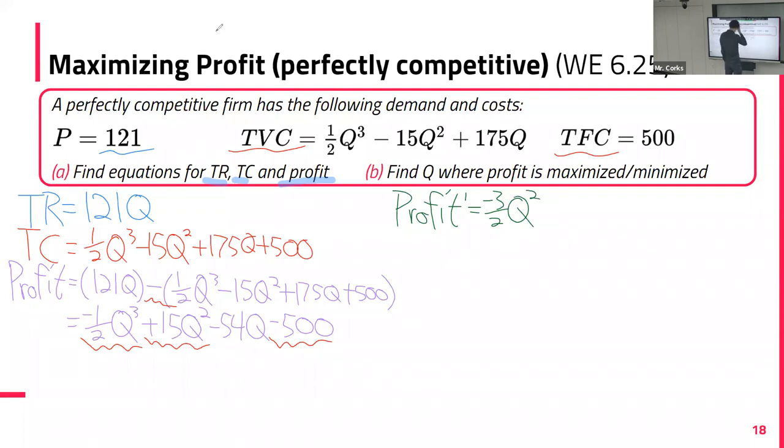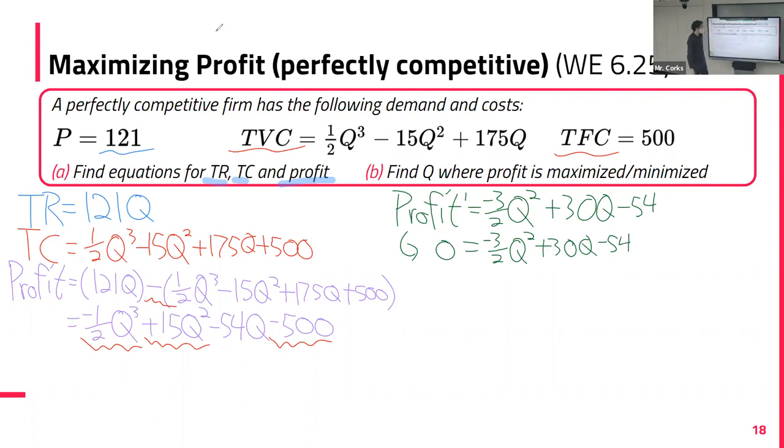Profit prime will be -3/2 q squared plus 30q minus 54. Okay, we have a quadratic and we want to solve for q when this thing is equal to 0. -3/2 q squared plus 30q minus 54. All right, so we can factor out the -3/2. All of these things will divide cleanly by 3. So that's the first step.